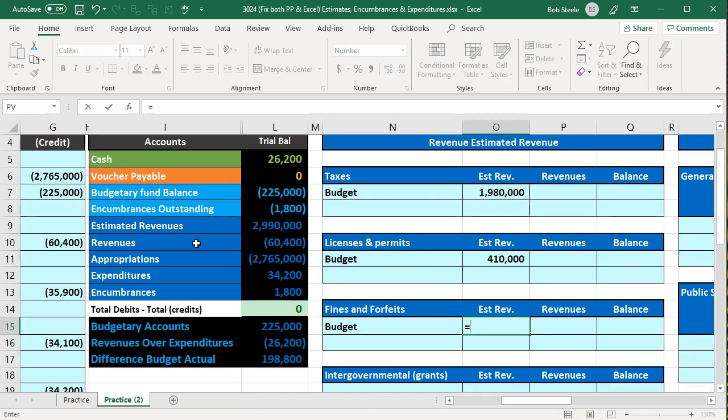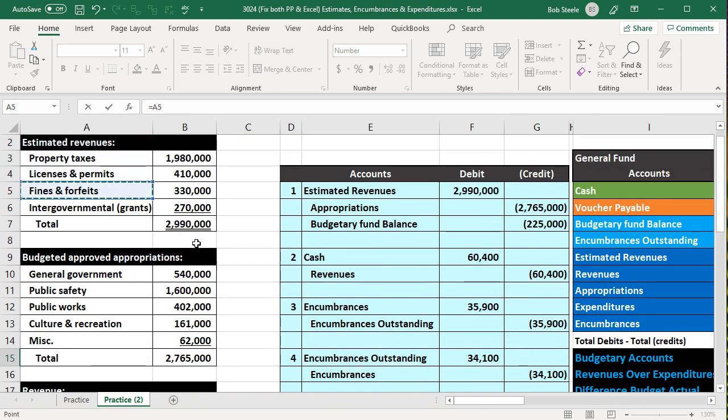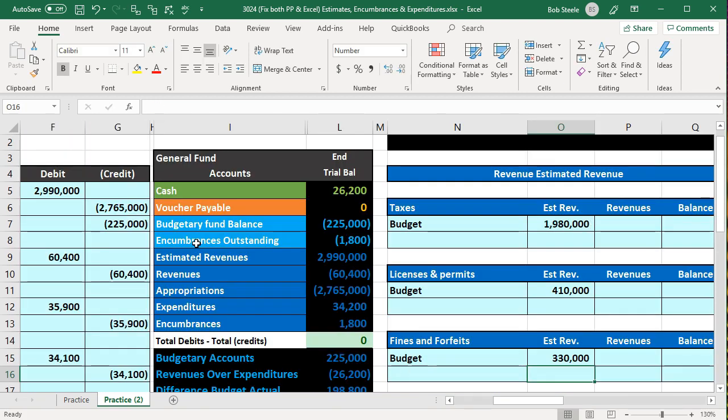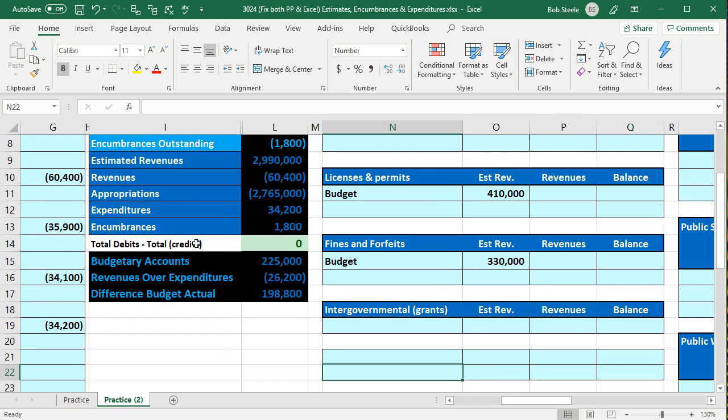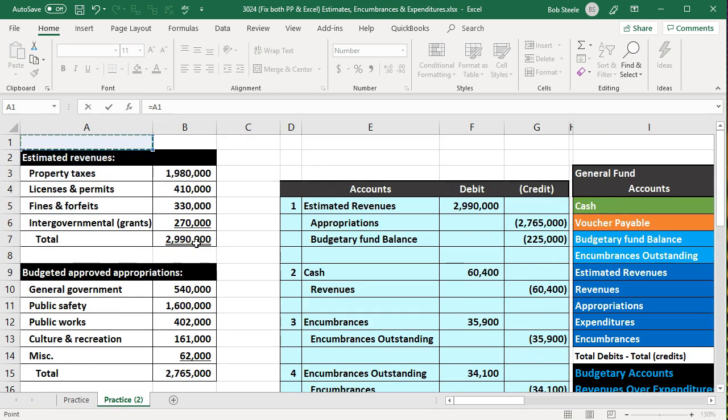We're going to go down to the fines and forfeitures. The estimate is going to be equal to, and I'm just picking up the fines and the forfeitures of the 330,000. And then the next line item is going to be the intergovernmental, the grants. And that once again is going to be equal to, we'll pick up that last line item, which is going to be the grants up top, and that's the 270.